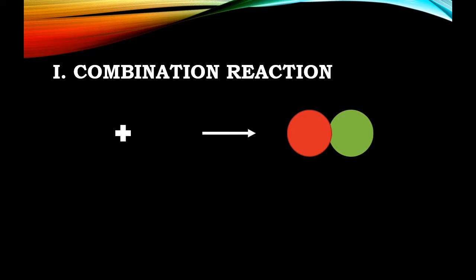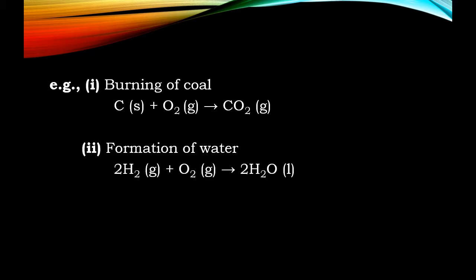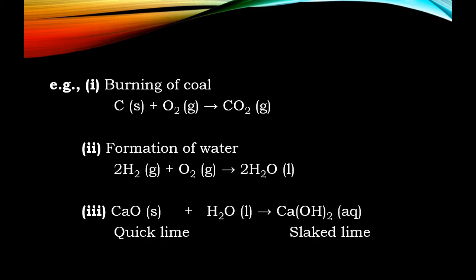Let us see some examples of combination reaction. The first example of combination reaction, as we can see here, is burning of coal. Burning of coal is the reaction of carbon with oxygen to form carbon dioxide. The second one, formation of water. Here hydrogen will combine with oxygen to form H2O, that is water molecule. And the last one, quicklime, will combine with a molecule of water to form slaked lime. Here is a combination of two molecules, that is quicklime, calcium oxide, plus water.